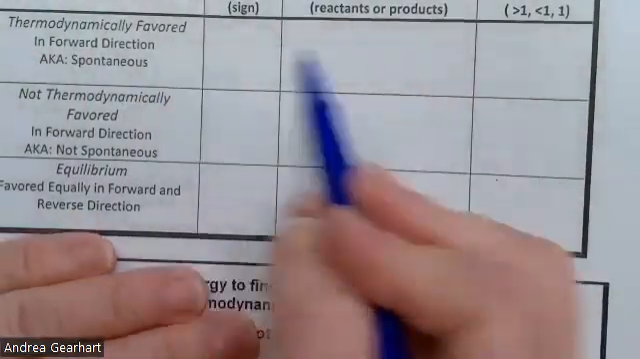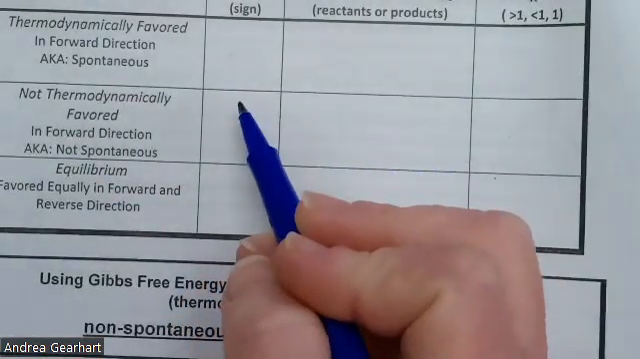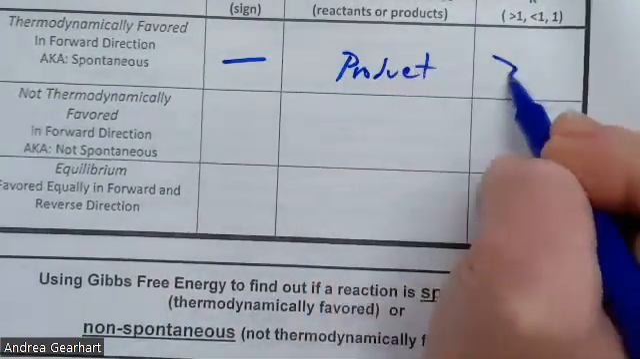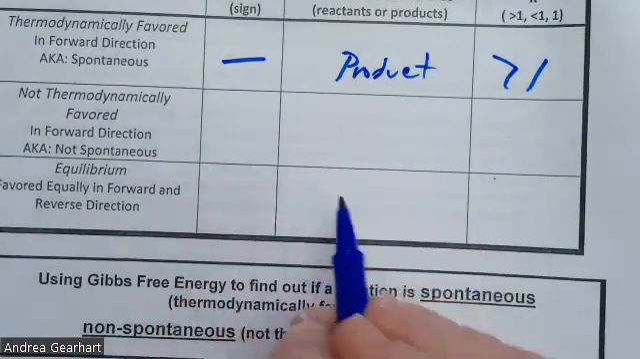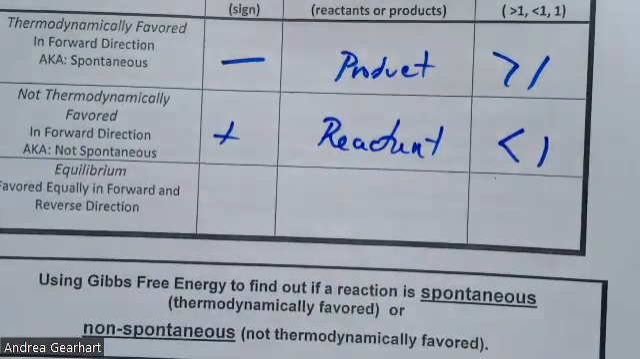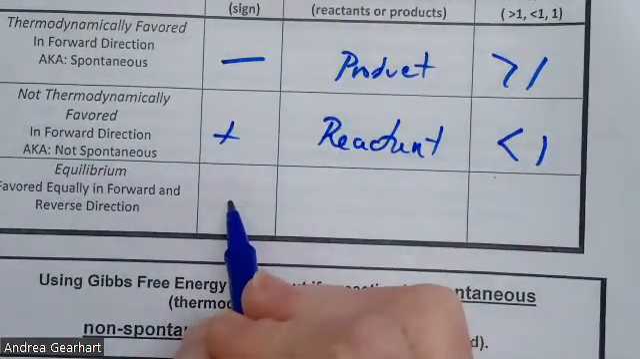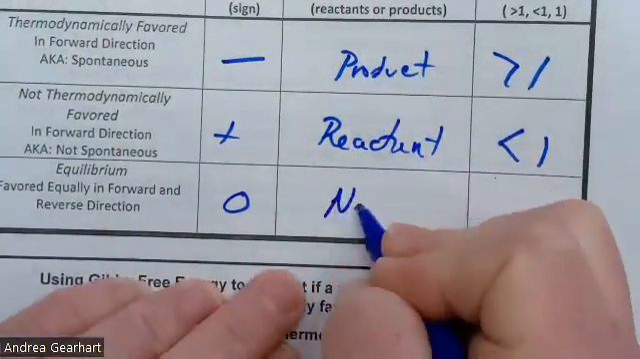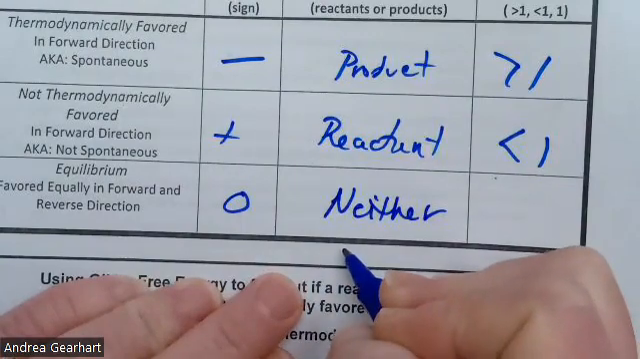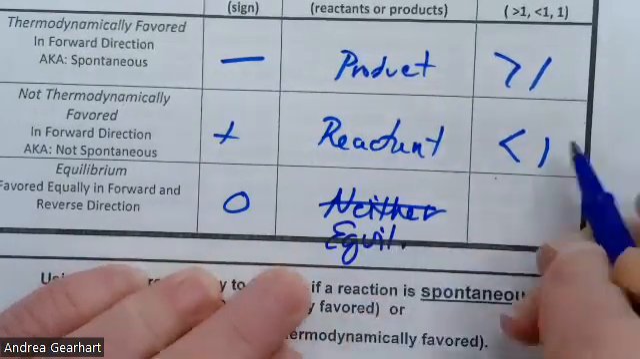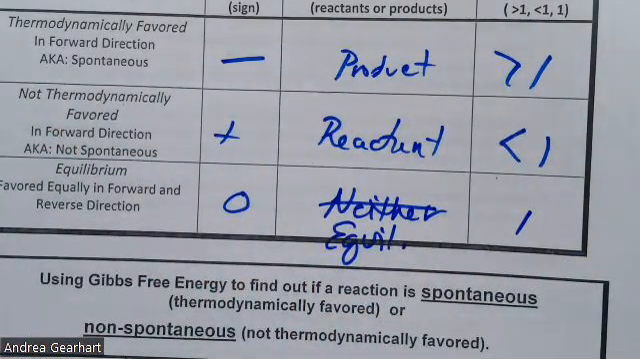Joey, could you read across what you have here? Negative, products greater than 1. Fantastic. Next. Positive, reactants less than 1. Other J. 0, equilibrium, 1. Or I'm so sorry, what did you say? Equilibrium. And 1. Yes. Good.